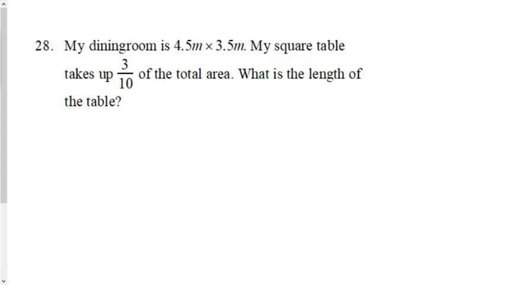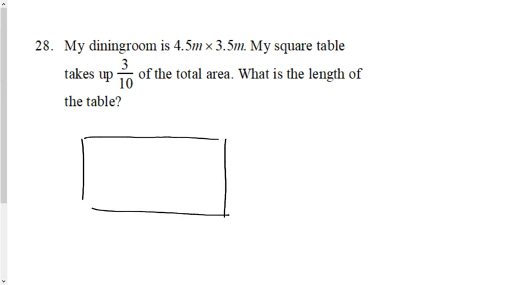And your last question says my dining room is 4.5 meters by 3.5 meters. So before I even read the rest, I'm just going to draw my dining room. I'm going to say it's my dining room. And it is 2 words. Mr. McNeil told me it's 2 words, so I made a mistake. So it's 4.5 meters by 3.5 meters.